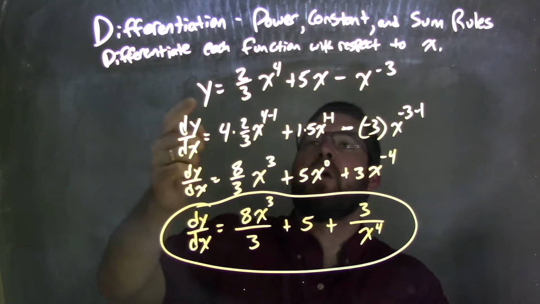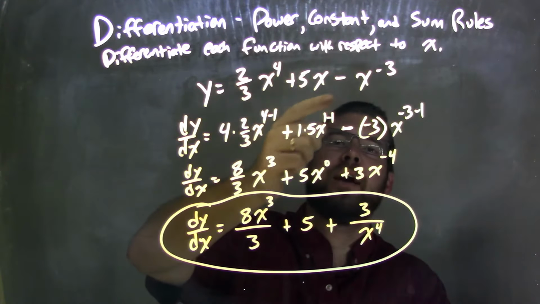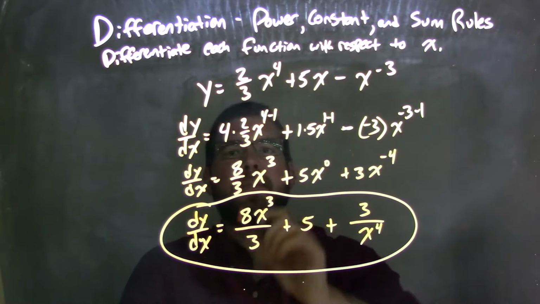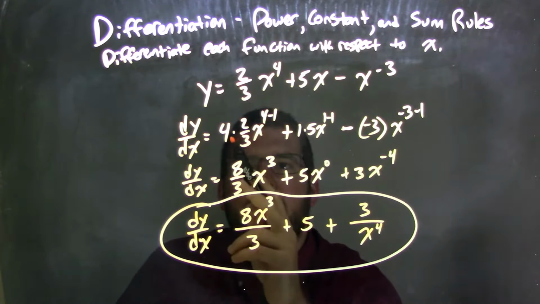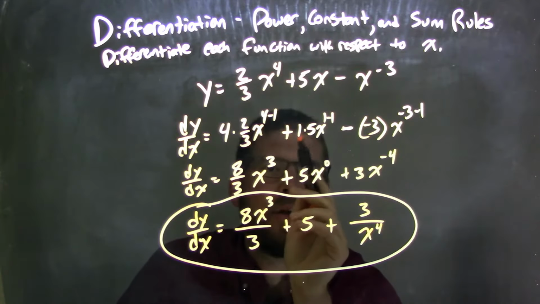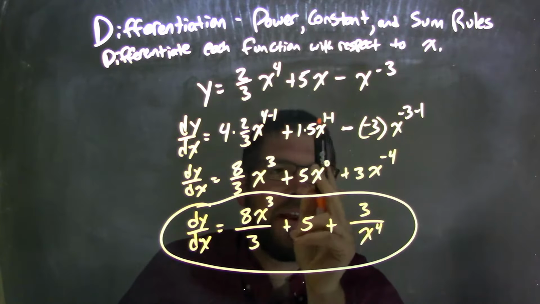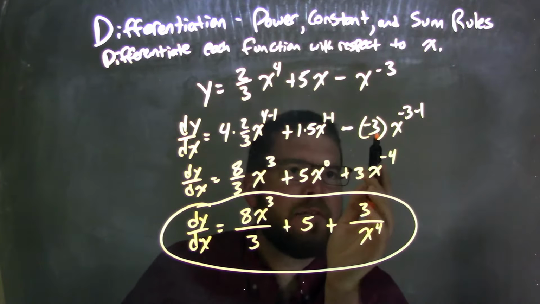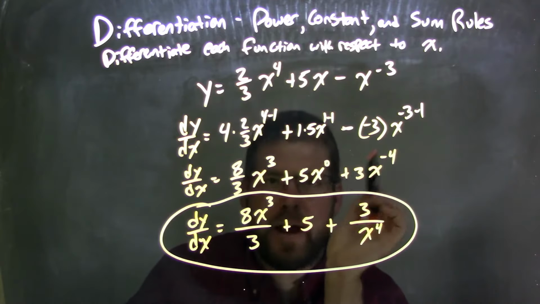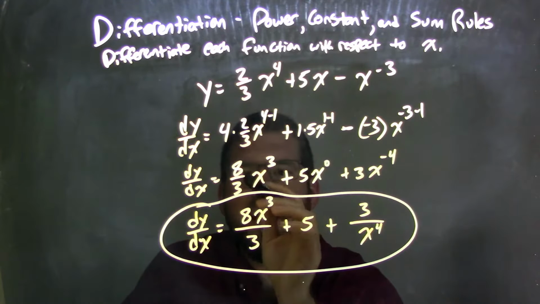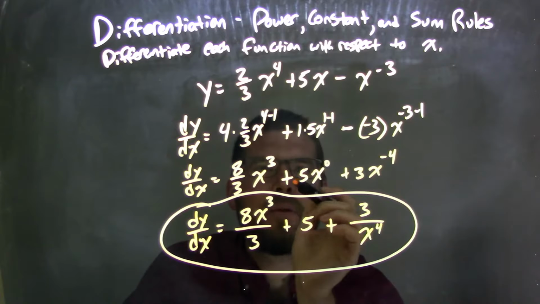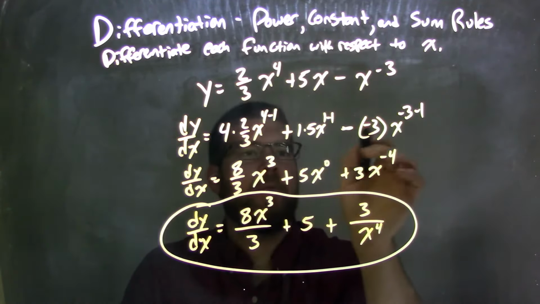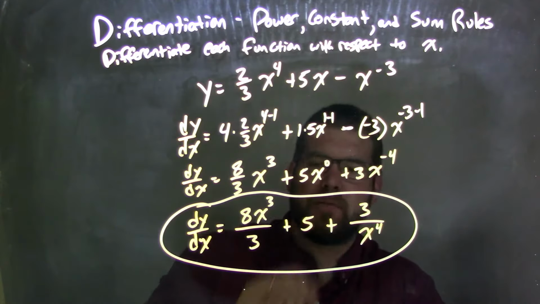So let's recap. We're given y equals 2/3 x to the fourth plus 5x minus x to the negative third power. I use the power rule for each part individually, leaving me with 4 times 2/3 x to the 4 minus 1 power plus 1 times 5 x to the 1 minus 1, minus a negative 3x to the negative 3 minus 1 power. Okay, simplified that, got 8/3 x to the third power here, plus 5x to the 0 power plus 3x to the negative fourth power. And the double negative, subtracting a negative, made it a plus.